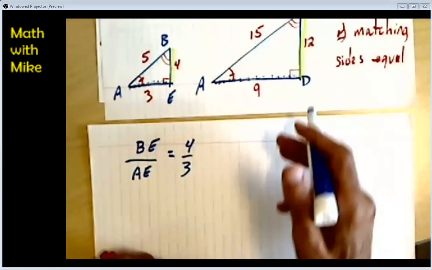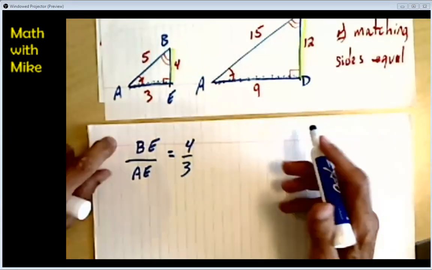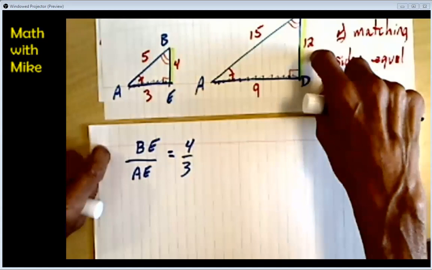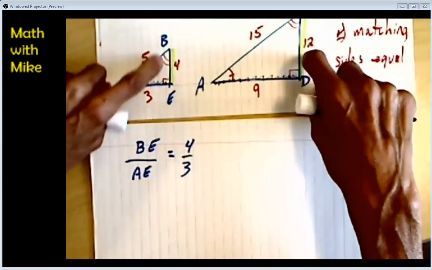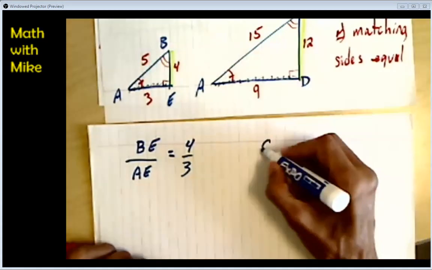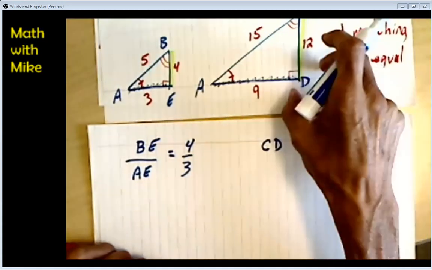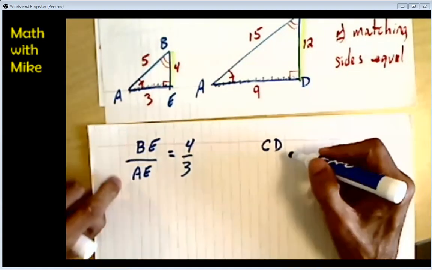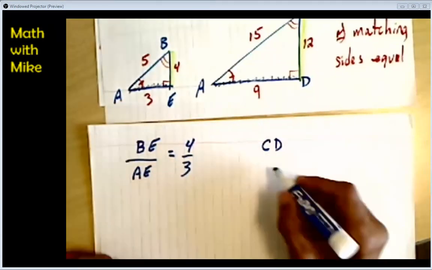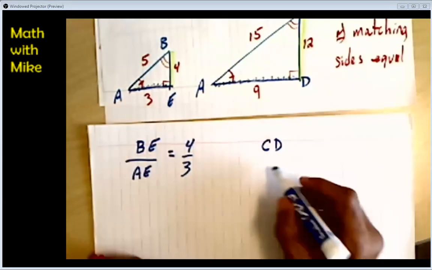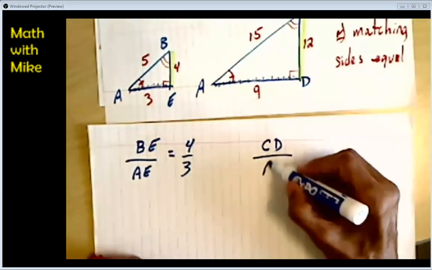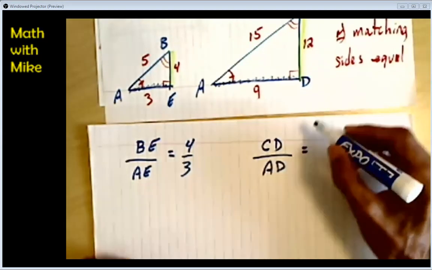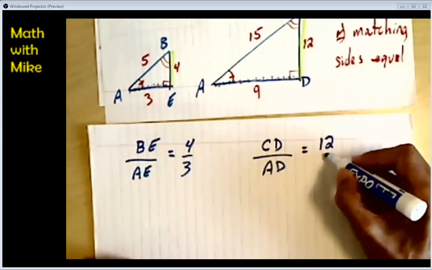If we look at the big triangle, what's the side that matches with BE? Well, that's the side CD, right? BE is there, CD is there. We got to stay in the same triangle. So CD matches with BE. What matches with AE along the bottom? 3 for this. What about in this triangle? Yeah, 9 from AD, right? And so this will be 12 over 9.